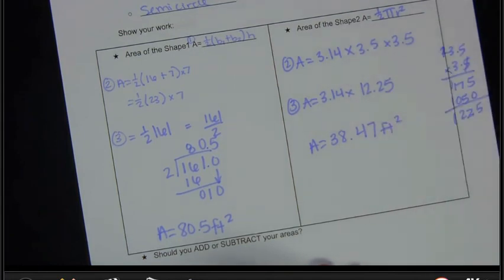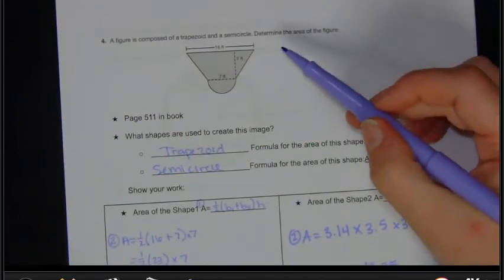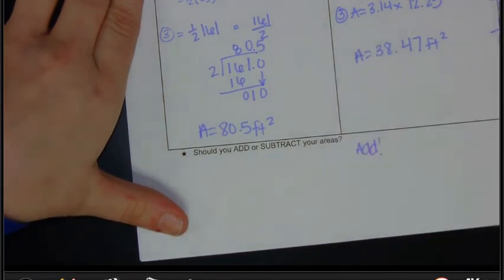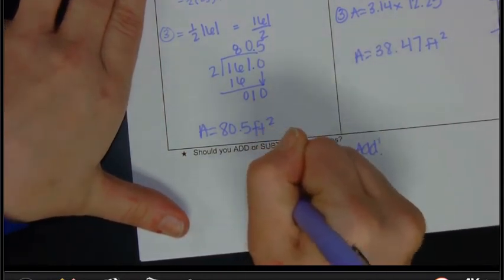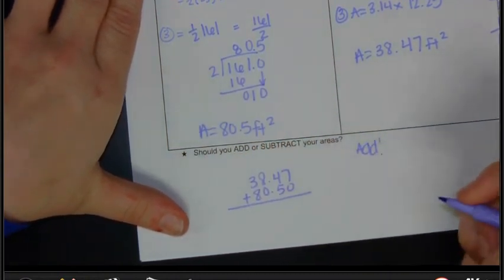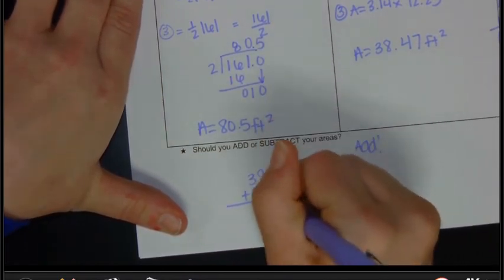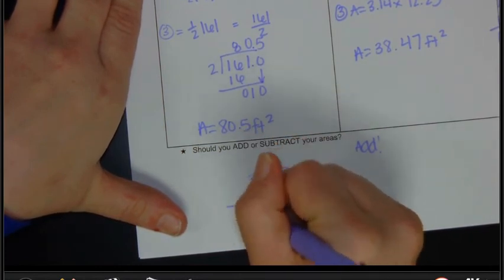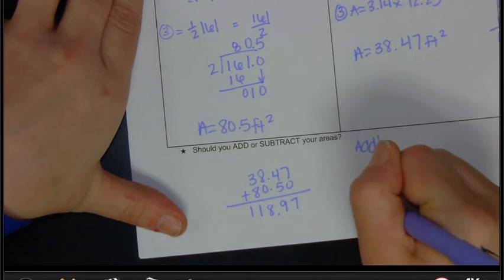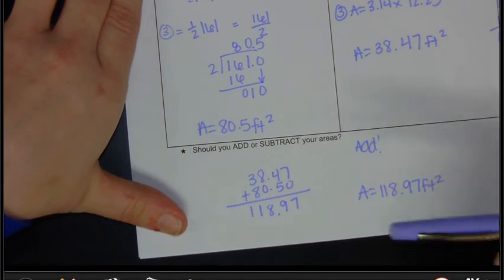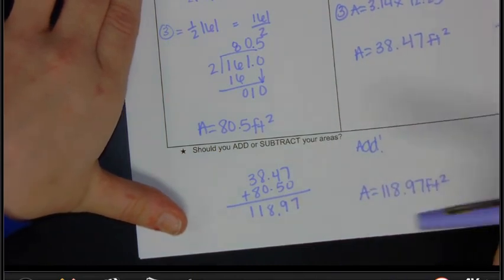Feet squared. All right, it wants to know the area of my entire figure. Everything's shaded, so I don't have to take anything away. That means I'm going to add my two numbers together. So 38.47 plus 80.50, because when adding, I line up my decimals. 7 plus 0 is 7, 4 plus 5 is 9. Bring down my decimal, 8 and 0 is 8, 3 and 8 is 11. So the entire area of my figure should be 118.97 feet squared.